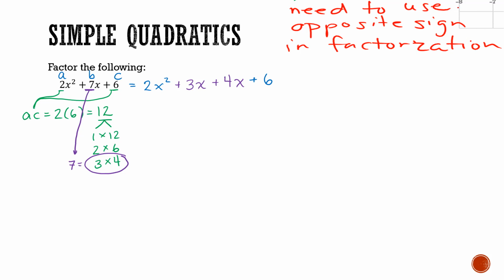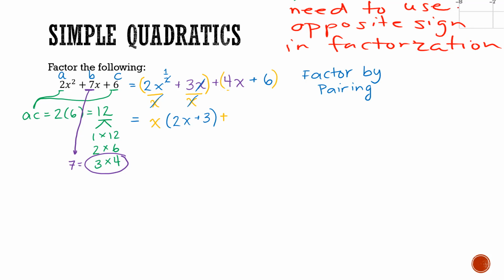So this next part is what I call factoring by pairing. I'm going to separate these terms into pairs. So now I have 2x squared plus 3x in one pair and 4x plus 6 in another pair. Now that I have these paired off, I'm going to factor the pairs by pulling out their greatest common factor. So for my first pair, I've got a common factor of x. So I get x times 2x squared divided by x leaves me with 2x plus 3x divided by x leaves me with 3. Now this next pair, I've got a common factor of 2. So I've got plus 2 here times now 4x divided by 2 leaves me with 2x and 6 divided by 2 leaves me with 3.